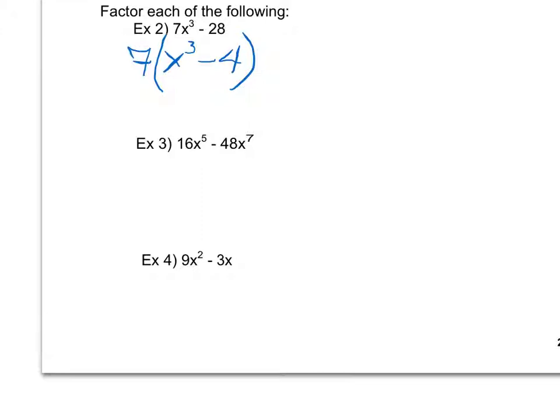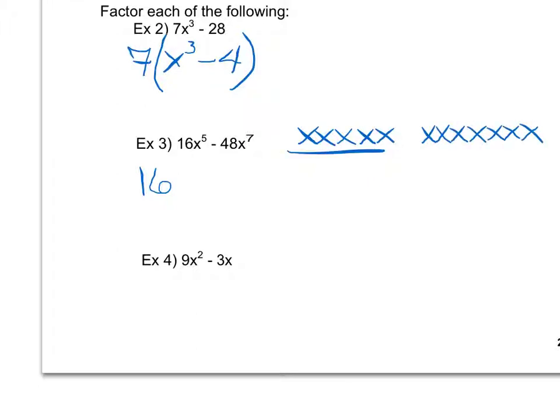Looking at the next example, I ask myself, what is the greatest common factor that both 16 and 48 can be divided by? I do realize they can both be divided by 4, but since I'm looking for the greatest common factor, I'm actually going to divide them both by 16 and bring a 16 to the front. X to the 5th and x to the 7th, well, I can do a little scratch work over on the side.